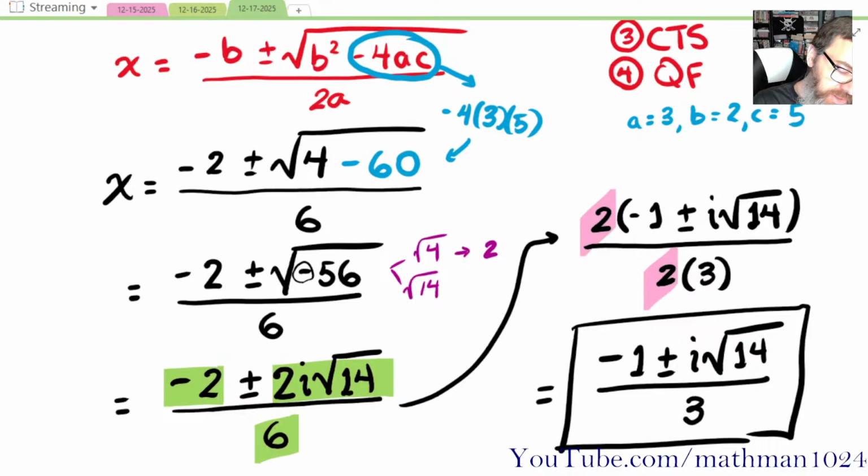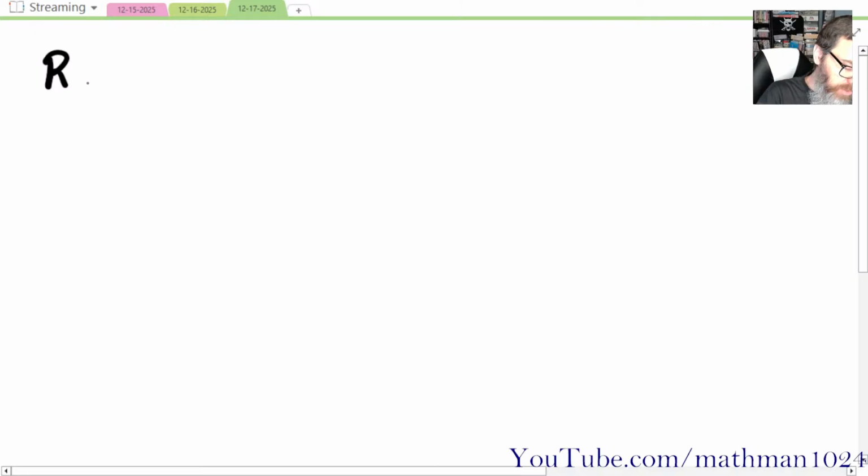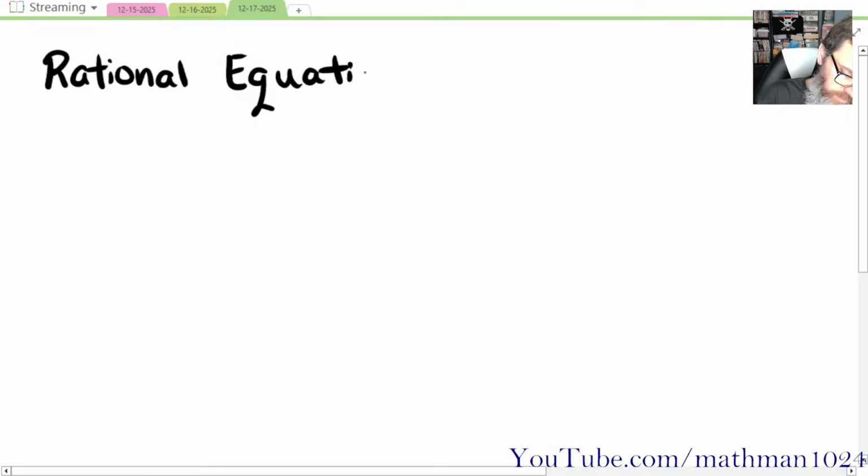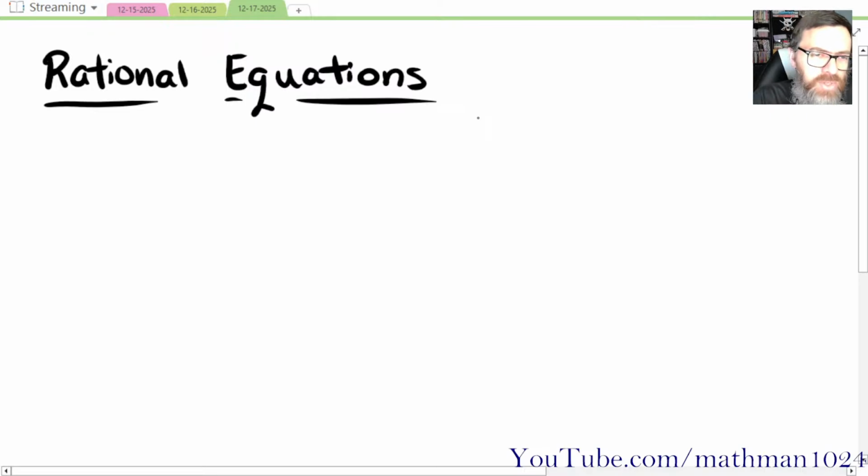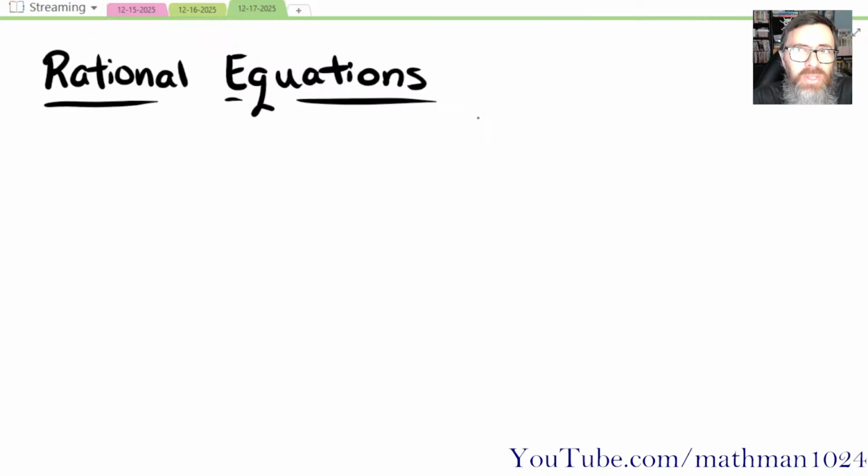So let's move on to something a little bit more fun. So we want to talk about rational equations. Rational equations are equations that contain fractions. In particular, where in the fractions you've got variables in the denominator, so it makes them a little bit more special. Well, I guess it doesn't have to be that way. Never mind. They just contain fractions.